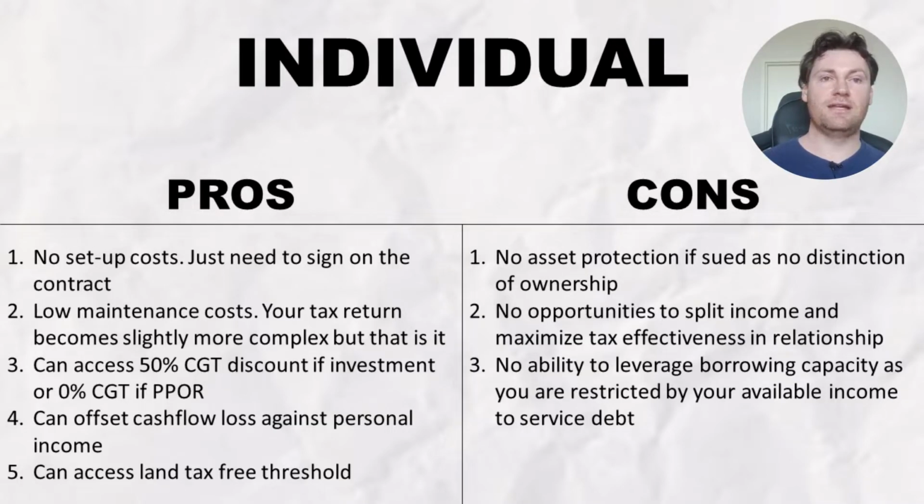There's also no ability to leverage borrowing capacity, as you are personally restricted by your available income to service debt. Each individual has a maximum capacity to service debt based on three things: how many assets you have, how many liabilities you have, and how much income you have. Income is the highest determining factor of your borrowing capacity. And if you eat into that by purchasing an asset, your maximum borrow capacity decreases, limiting your purchasing ability in the future.